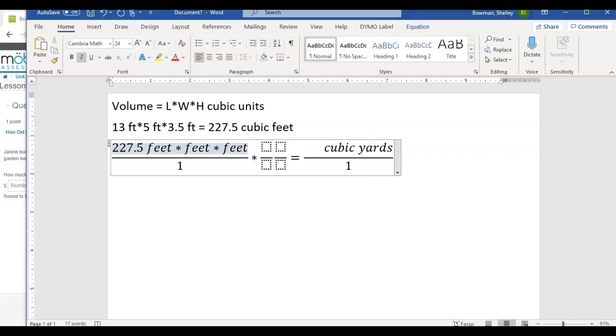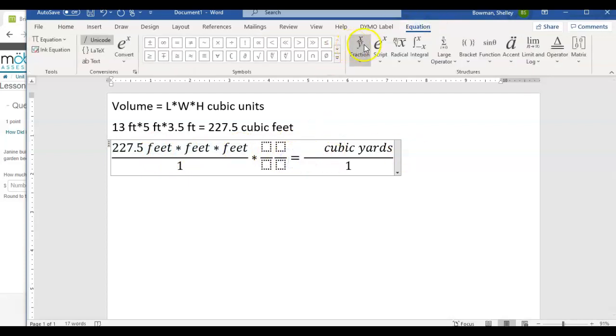That way I can visualize that I need to get rid of the feet 3 times and replace it with yards 3 times, so that I have my cubic feet and my cubic yards, which means I need another one of these in here. I apologize, we'll toss it in. Okay, the first thing I need, again, with my unit conversions, if I have something on the top and something on the bottom, it will cancel out.